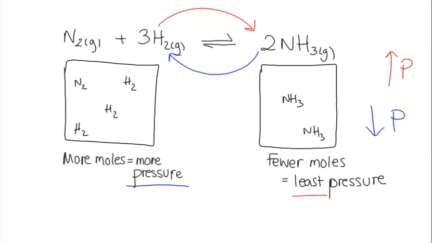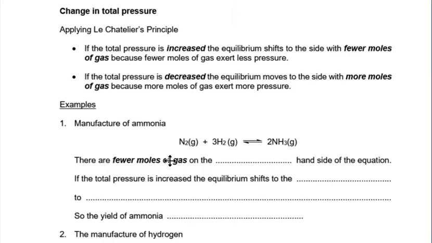So, the effect of pressure on gaseous equilibria. My top tip, step 1, is count the number of moles on each side. On this side we have 1 add 3 is 4 moles in total, 4 gaseous moles in total. On this side we've just got the 2, so we've got 2 gaseous moles. So which side is at higher pressure? This side is a higher pressure, this side is a lower pressure, because more moles exert more pressure.